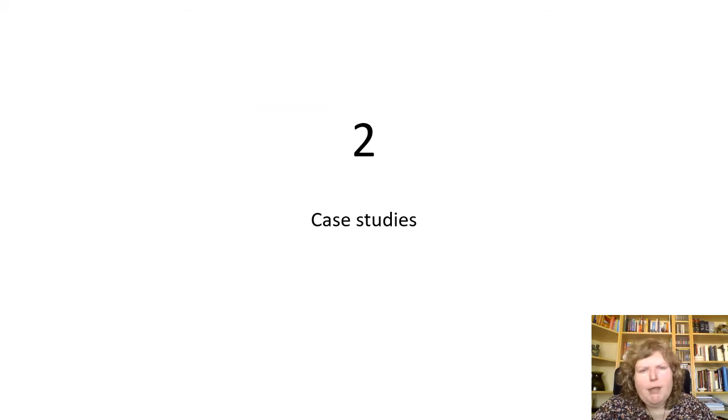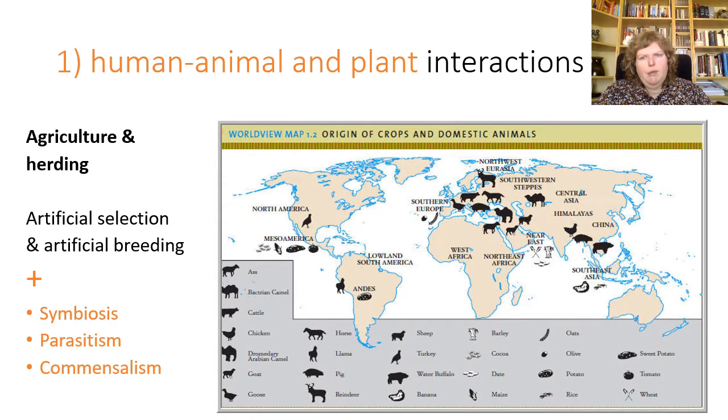And now for part two, let's look at some case studies. So where do we find symbiosis in sociocultural evolution? Well, one example is in the many human, animal, and plant interactions that we maintain through agriculture and through herding. So a lot of research on the origin and evolution of agriculture is focused upon how humans have been artificially selecting and artificially breeding certain crops and certain animal species.